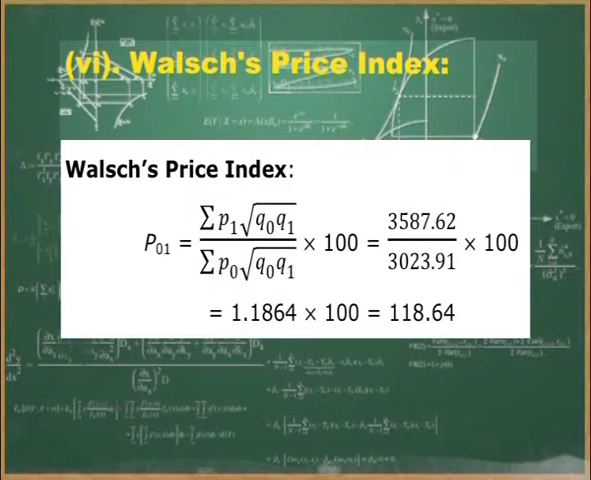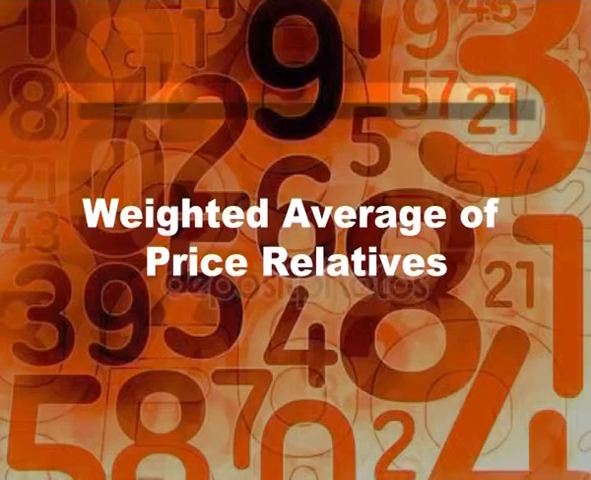Now the last one, that's Walsch price index. The formula for this again is P01, which is equal to 3587.62 divided by 3023.91 into 100. So this is equal to 1.1864 into 100. This is giving you 118.64.